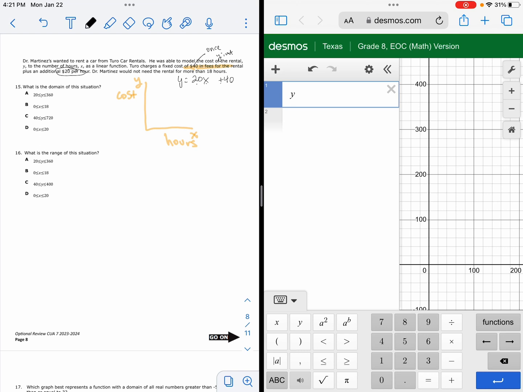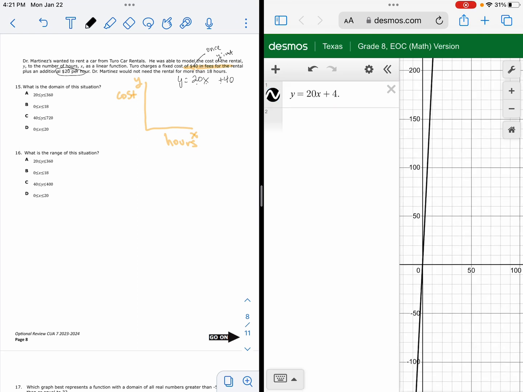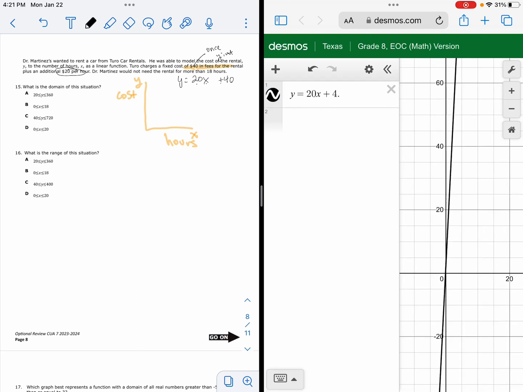So y equals 20x plus 40. Oops, can't type correctly. I'm going to zoom in here so you can kind of see this. So y'all can see that my line's kind of going up like this, right?